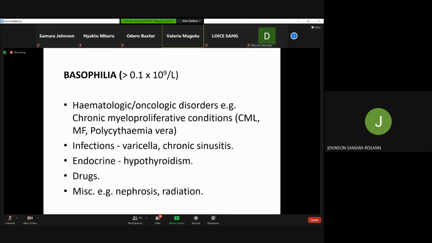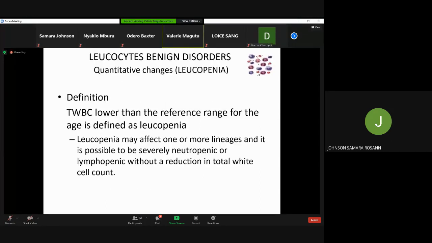Basophilia is more rare. So if we get a count above 0.1 times 10 to the power 9 per liter, we would refer to that as a basophilia. This is really commonly seen in some of the heme disorders you're going to see next year. So like your CML, your primary myelofibrosis, and your polycythemia vera. So that covers some of the common causes of your individual cell line leukocytosis.